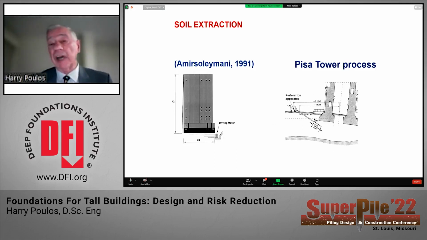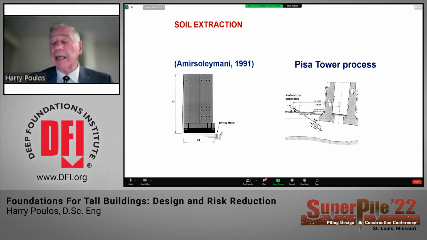And of course, the most famous example of soil extraction is the rectification or partial rectification of the Pisa Tower in Italy, where the final solution was the drilling of 43 angled holes and the extraction of soil below the high side. And that, I think many of you may be aware of that, was done now almost 20 years ago.